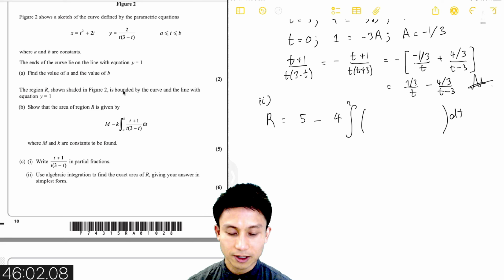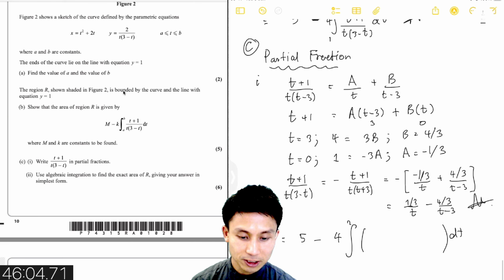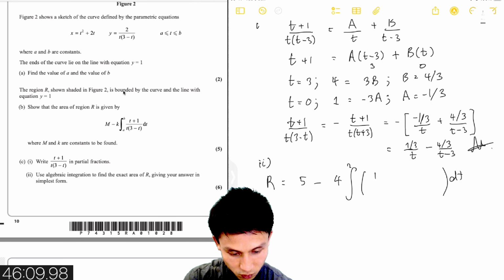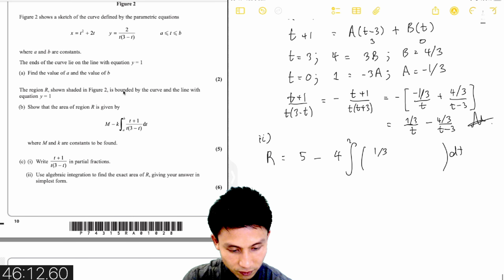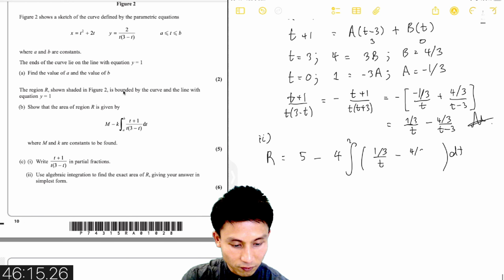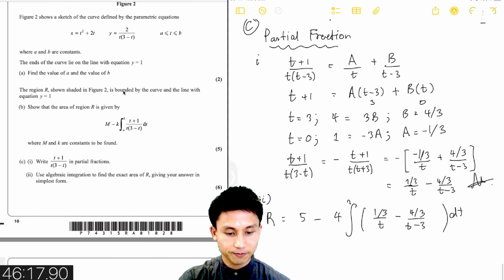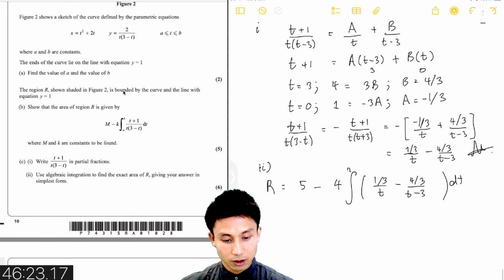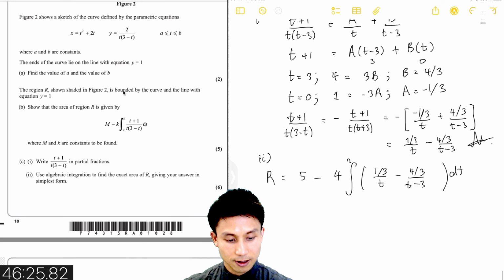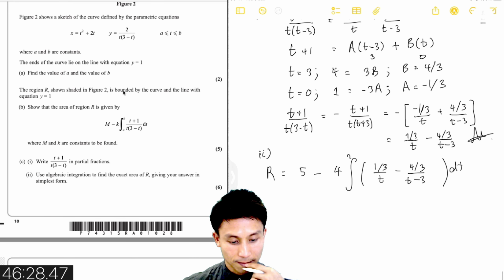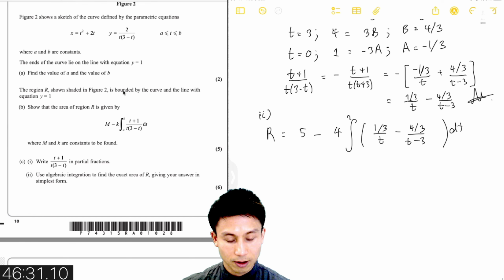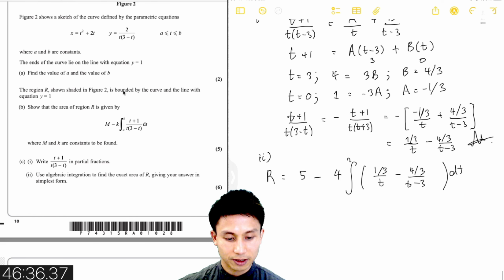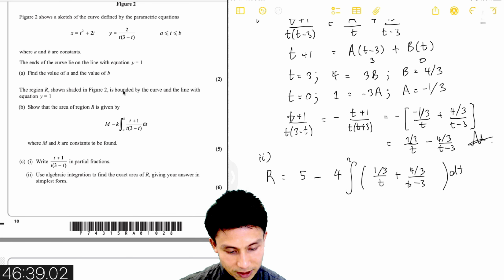Okay, so we have a minus here, and then the partial fractions would be, yeah, so 1 over 3 over t minus 4 over 3 over t minus 3. Yeah, just like that. Yeah, I think that's fine. Or should I not change that actually? Let's do plus and swap the sign.